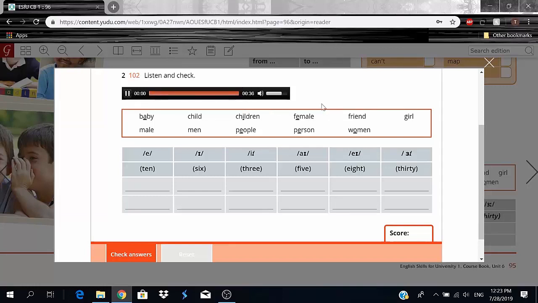Alright, let's listen to that one more time. Exercise G2. Listen and check.